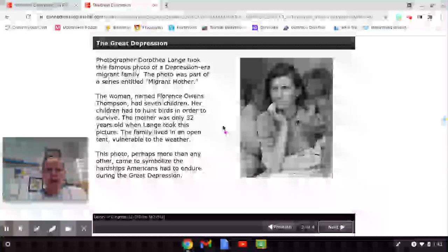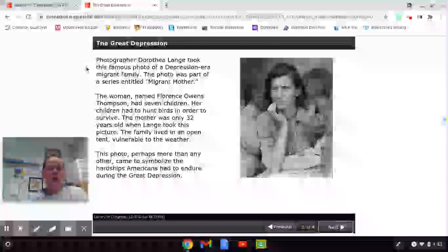Next, photographer Dorothea Lange took this famous photo of a Depression-era migrant family. The photo was part of a series entitled Migrant Mother. The woman, named Florence Owens Thompson, had 7 children. Her children had to hunt birds in order to survive. The mother was only 32 years old when Lange took this picture. The family lived in an open tent, vulnerable to the weather. This photo, perhaps, more than any other has come to symbolize the hardships Americans had to endure during the Great Depression.